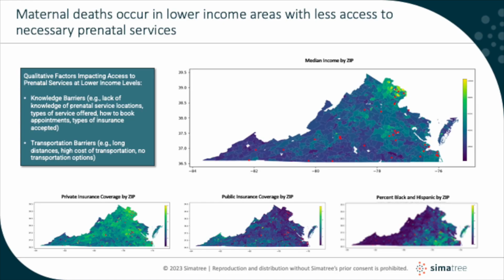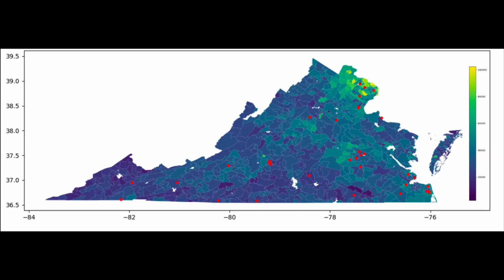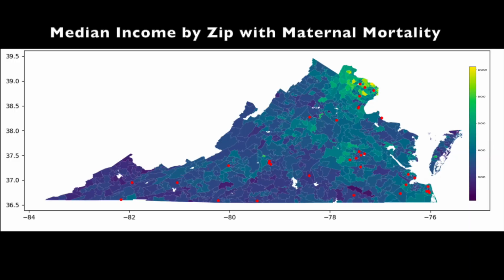Some of the factors we noticed that we think are the most important are median income as well as race. As you can see from the map, for median income, the darker purple and blue areas are where income is the lowest, and the greener and yellow areas are where it's the highest. And a lot of the maternal deaths happen in areas with lower income compared to the general region.